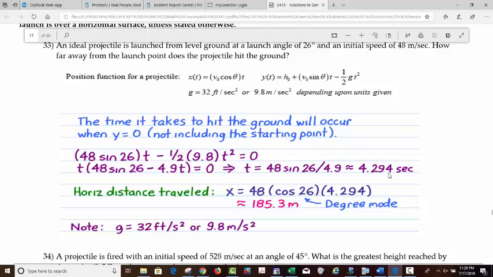So how far did it go? That means we want to know the x component. So we want to know what the value of x of t is when t equals that number 4.294. So we come up here to the V0 cos theta t. So put in 48 cos of 26 degrees, and the time is 4.294 seconds. And you get approximately 185.3 meters. So it was in the air about 4.3 seconds and went right at 185 meters. There we go. That one wasn't too bad.